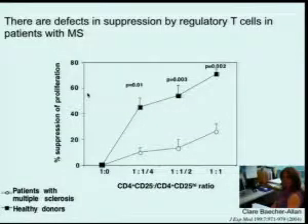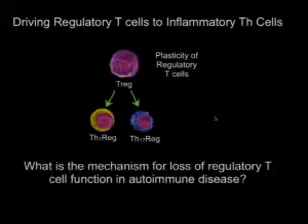First, we had previously shown, in work done by Claire Baecher-Allan some 8 years ago, that there are defects in regulatory T cell function, the CD4 positive, CD25 positive cells, in patients with MS. Here's a ratio of Tregs to T responder cells in patients with MS. Here, age-matched healthy controls. And there's this marked defect in the functionality of Tregs in patients with MS. And this has been replicated by many different laboratories over the years. And the question is, what is the mechanism? So we wanted, again, to ask, what is the mechanism for the loss of regulatory T cell function?